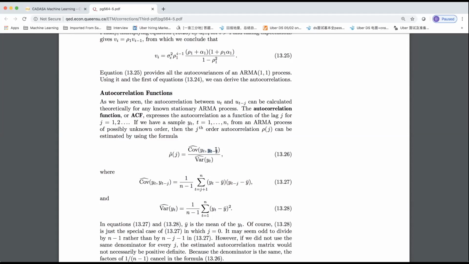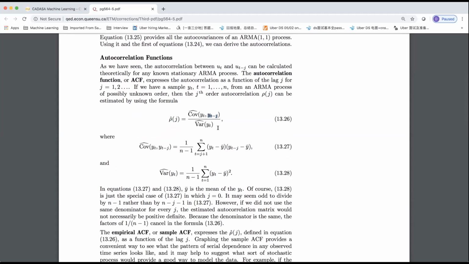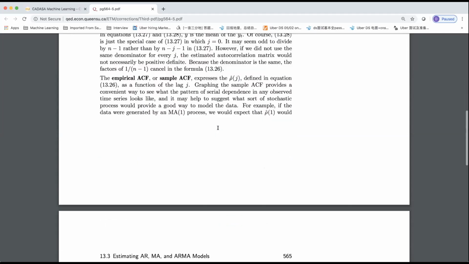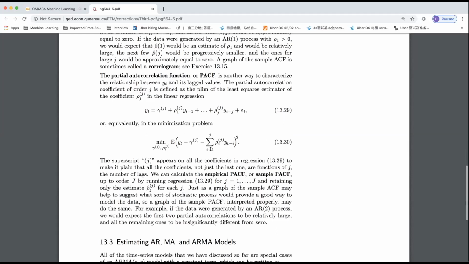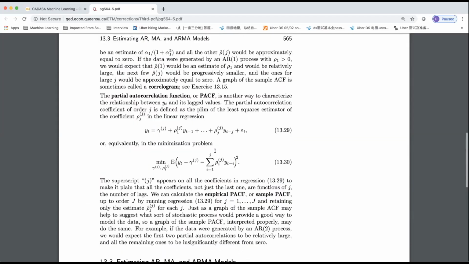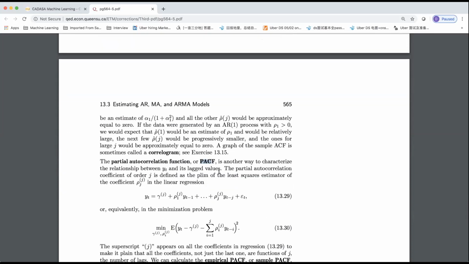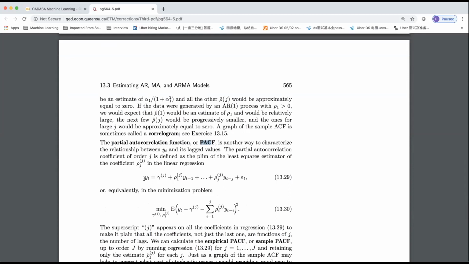That is, how big rho is going to be, the rho we had previously. Is it going to be 0.5 or is it going to be 1? So that's basically the autocorrelation function. That's one way to test whether we have a stationary process or not. The second way to test it, besides the DF test, is the partial autocorrelation, which is called PACF. Partial autocorrelation is basically when you run a regression of y on all previous y.